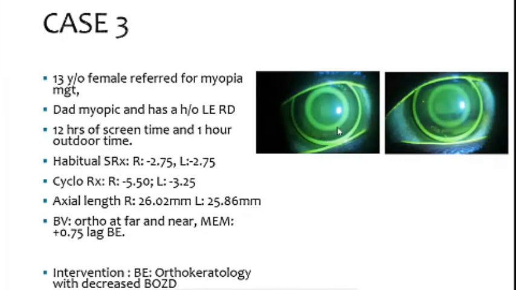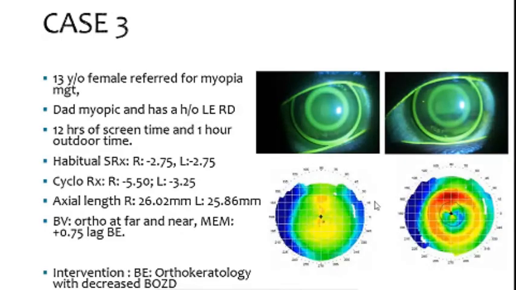We decreased the back optic zone diameter to get the treatment zone closer to the pupil, so we could get more of this plus power causing the myopia control effect closer to the pupil to induce better myopia control. And we followed this patient up for years, and there's been no progression.